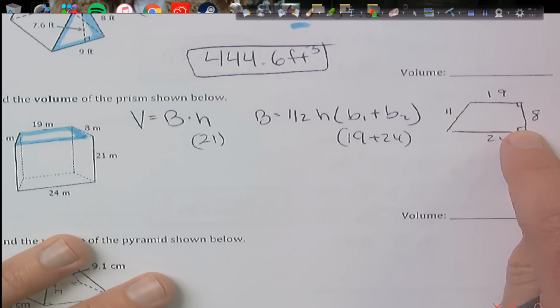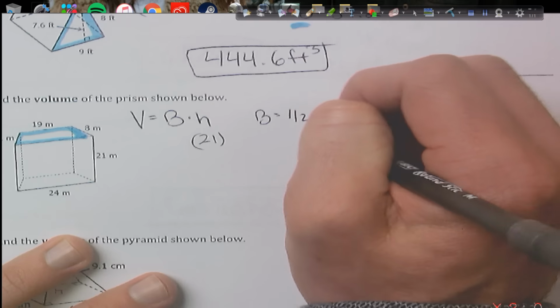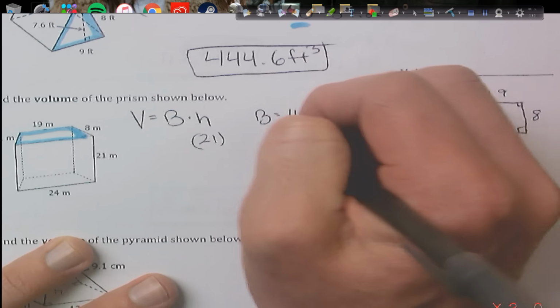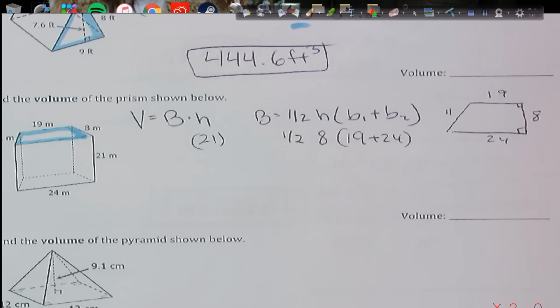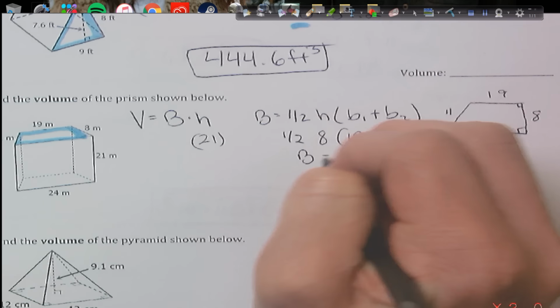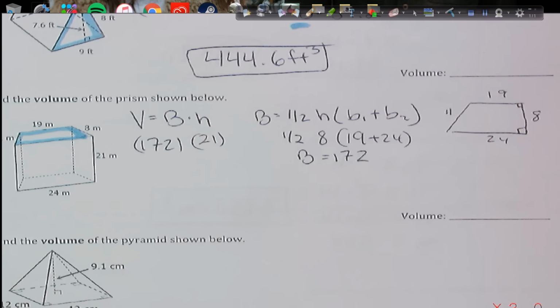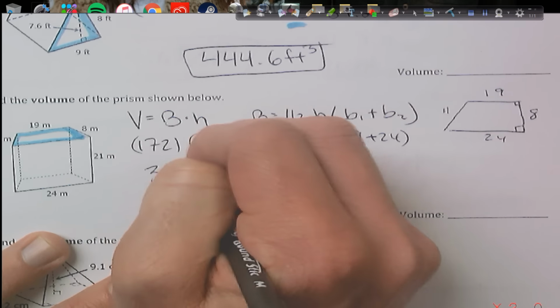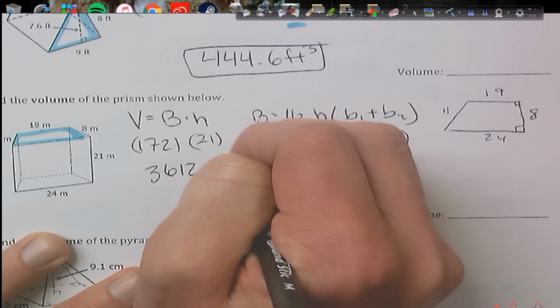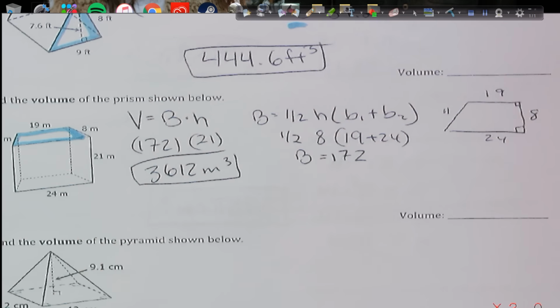They're both 90 degrees here, so we know that 8 is our height. And then 1/2. So we just evaluate all of that in our calculator, do the parentheses first, 19 plus 24 times 8, and then divide by 2. And we get big B to be 172, so we're going to put 172 right here. Multiply that by 21, and we get 3,612 cubic meters for that guy.